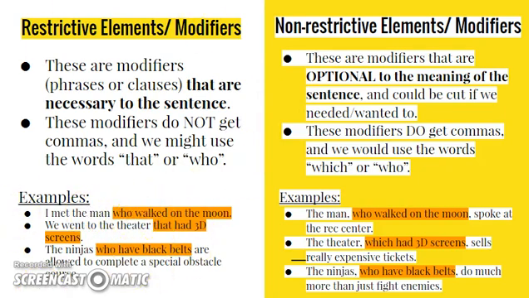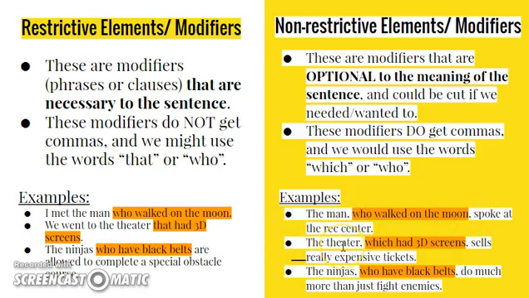The opposite is obviously non-restrictive. These are modifiers that are optional to the meaning of the sentence and could be cut if I feel like it. These do get commas, and I would use the words which or who instead of that. So, the man, who walked on the moon, spoke at the rec center. Well, I can say that the man spoke at the rec center. Maybe the walked on the moon thing is irrelevant. Maybe he didn't talk about the moon or space, and so I don't really care if he walked on the moon or not. So this one is more negotiable.